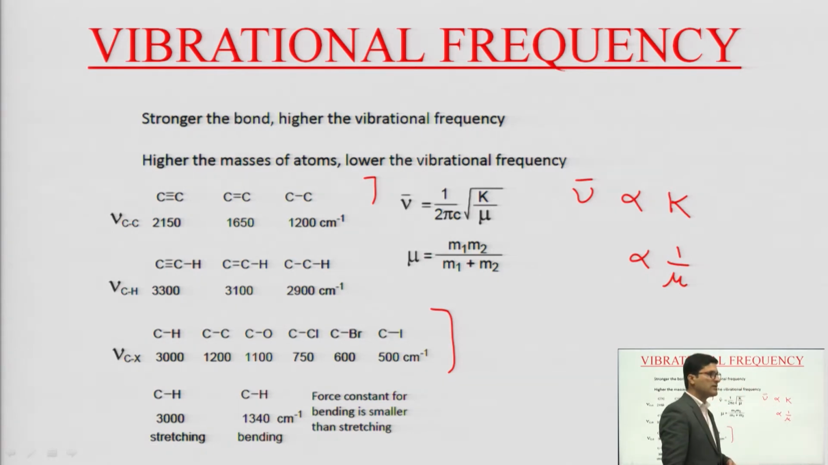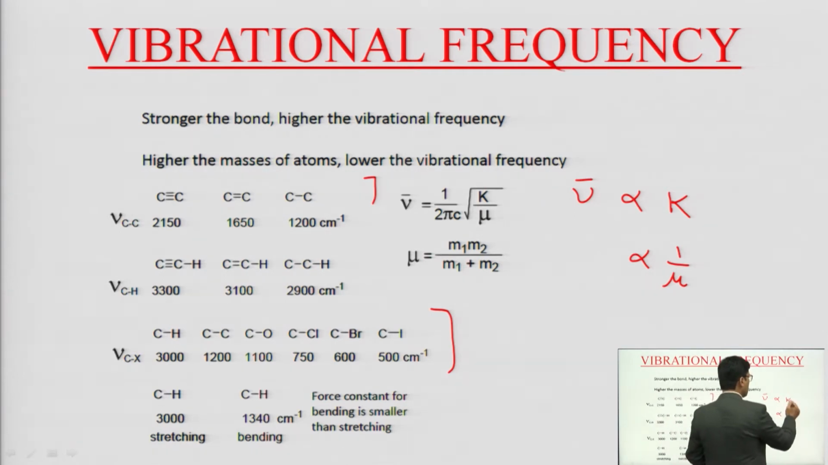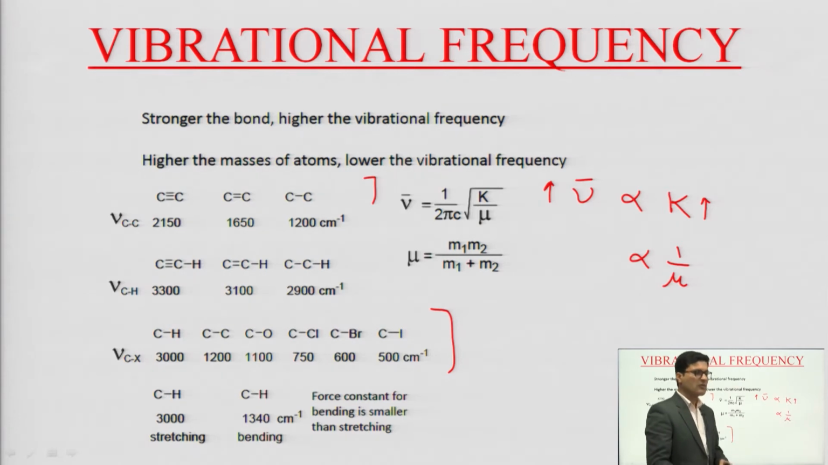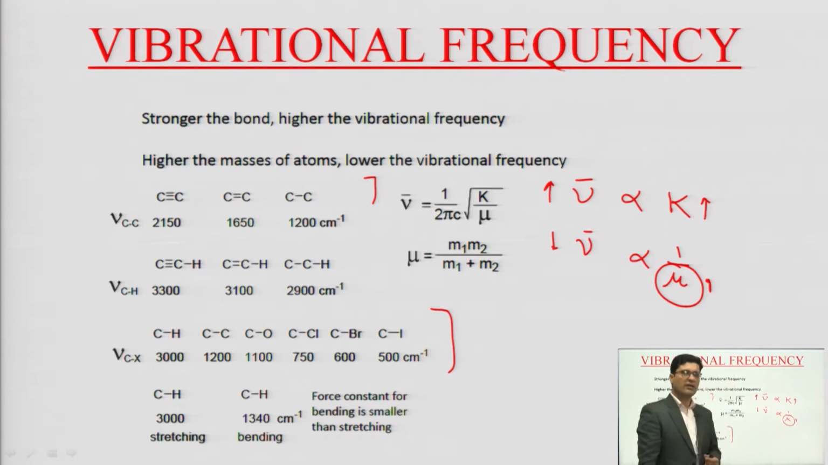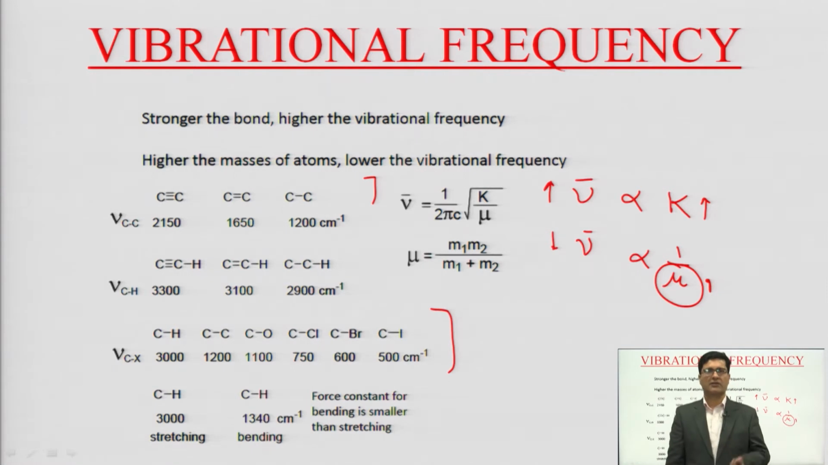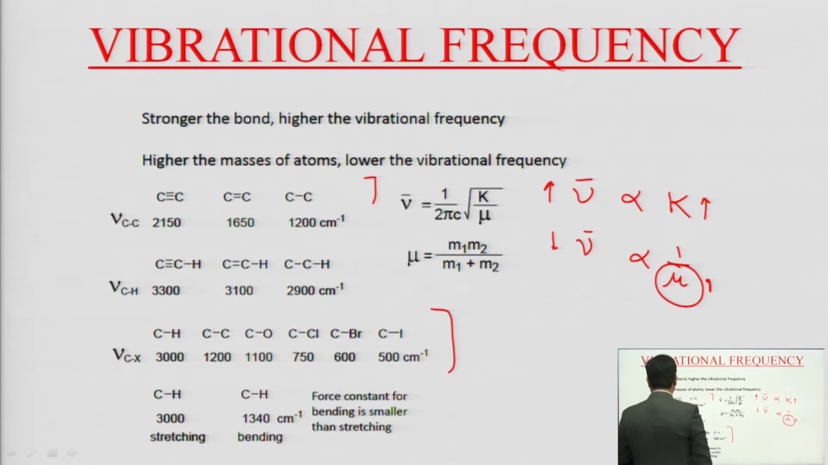We can clearly see from this equation that any structural feature or factor that increases the value of k will also increase the value of mu bar, the vibrational frequency. If the force constant increases, frequency also increases; if the force constant decreases, frequency also decreases. If the mass value is increasing, frequency decreases. So the frequency is directly proportional to the force constant and inversely proportional to the mass. Let us have a look at some examples.